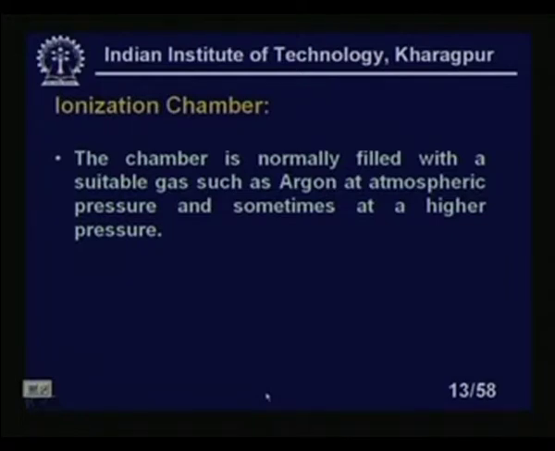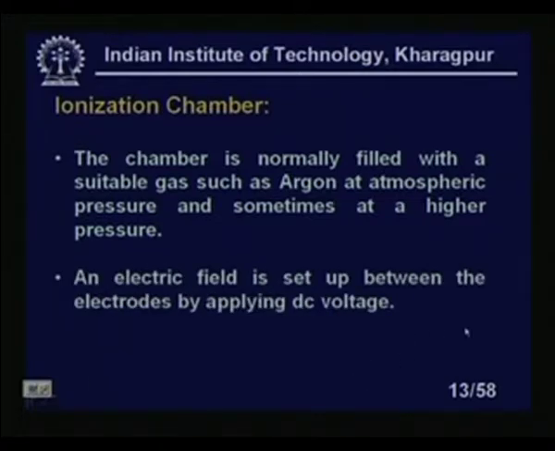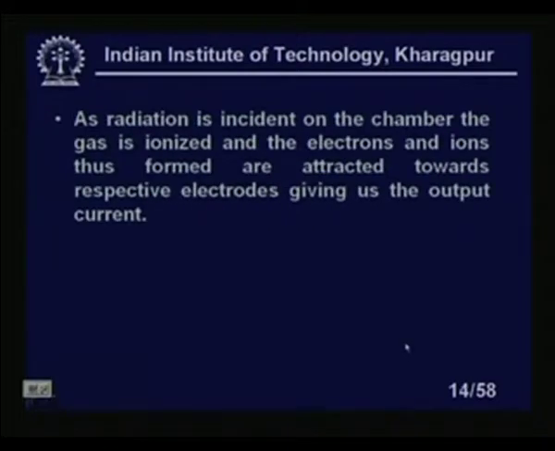Now, the ionization chamber. The chamber is normally filled with a suitable gas such as argon, a very inert gas, at atmospheric pressure and sometimes at a higher pressure. An electric field is set up between the electrodes by applying a DC voltage. As radiation is incident on the chamber, the gas is ionized, and the electrons and ions thus formed are attracted towards the respective electrodes, giving us the output current.